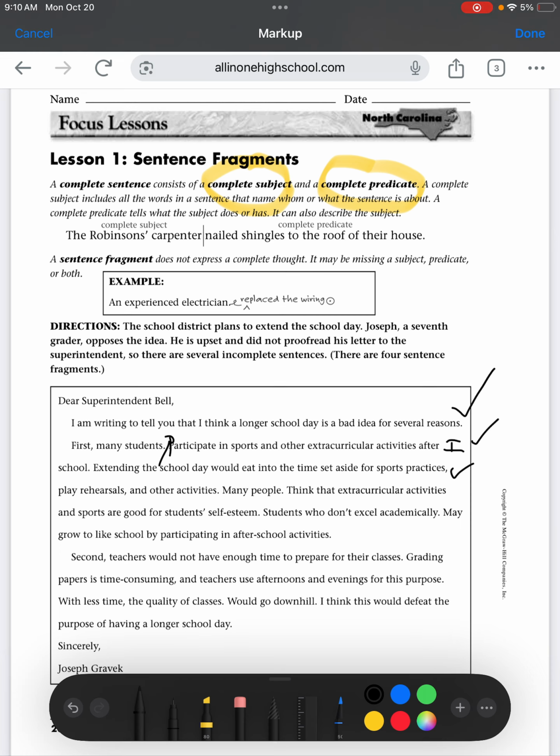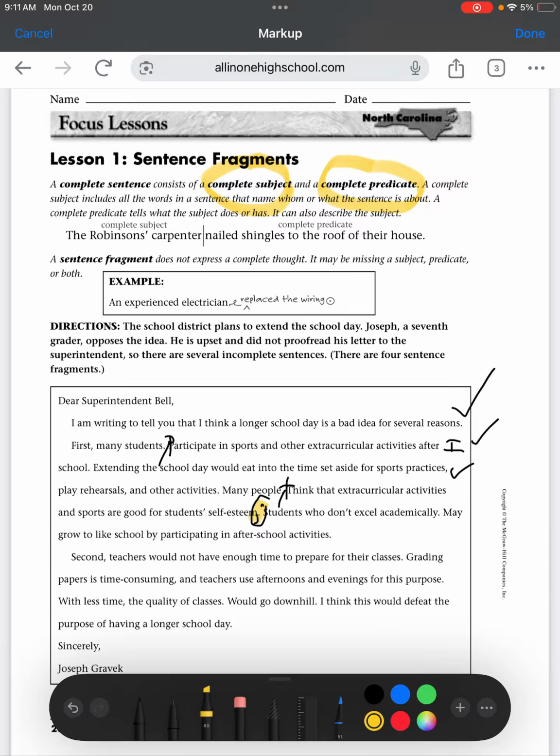Many people think that, that's not a comma, that's just removing that period. Many people think that extracurricular activities and sports are good for student self-esteem. If we wanted to really up this a level, we could, because we're talking about two of the same ideas in these two simple sentences. We could put a semicolon right here like I just did, and we can combine those two sentences. It just heightens the level of writing that we have.